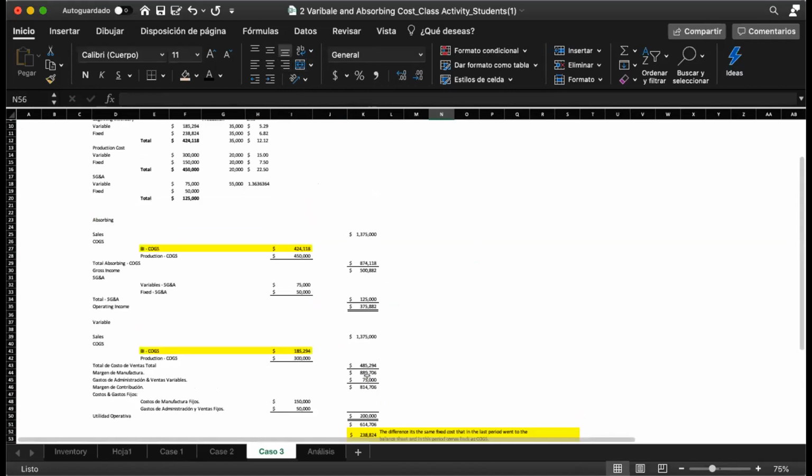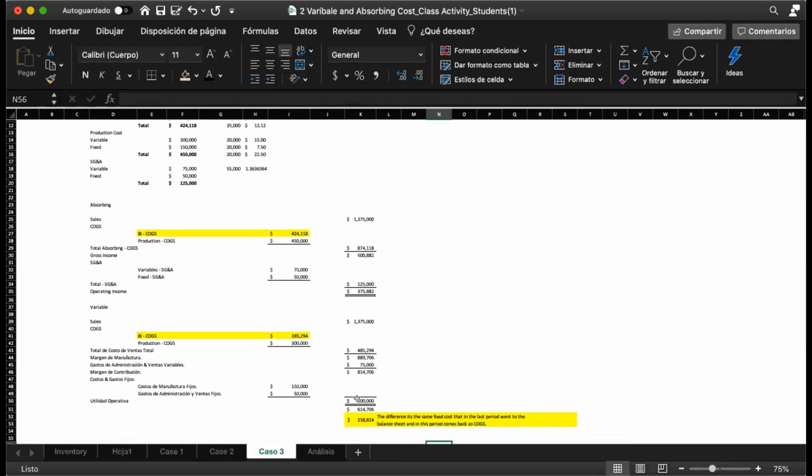Teacher, and in general, it's the difference between the beginning and the previous moment. The value? Yes, the 238. No. The difference is the fixed cost of the beginning inventory. Or I'm sorry, I didn't understand your question. Yeah, and if it is the difference just from the beginning to this moment in fixed cost or something like that, or what it represents? It represents the fixed cost that in the previous month you registered as period expense.